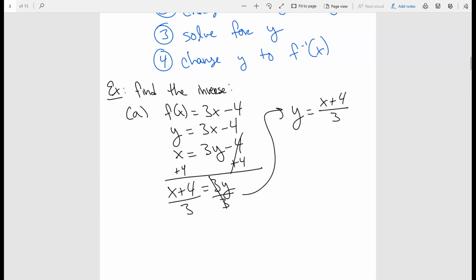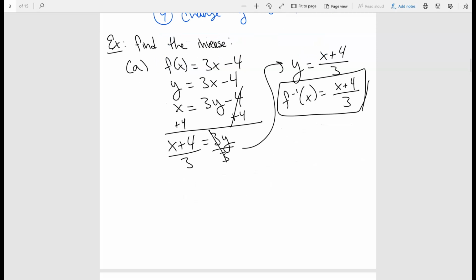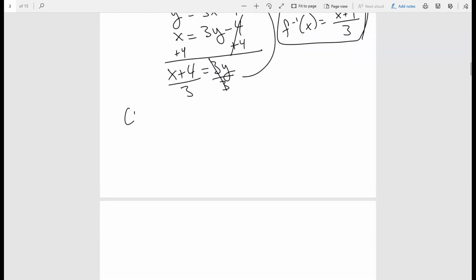And now the last thing that I got to do is change the y to f inverse. Okay, and that's the answer. Okay, so let's try another one. So let's say we have something that looks like that.